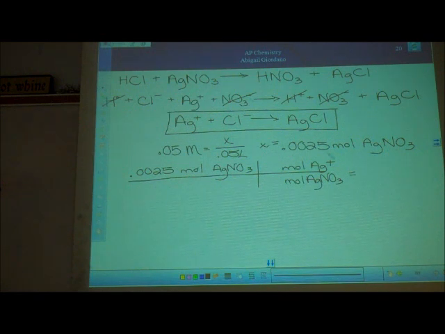Ladies and gentlemen, when you're taking an entire compound and breaking it down into its parts, you always put a 1 in front of the compound. Can you please tell me how many silvers are in silver nitrate? 1. What if I were converting this to moles of O? What would I put here? There would be a 3.